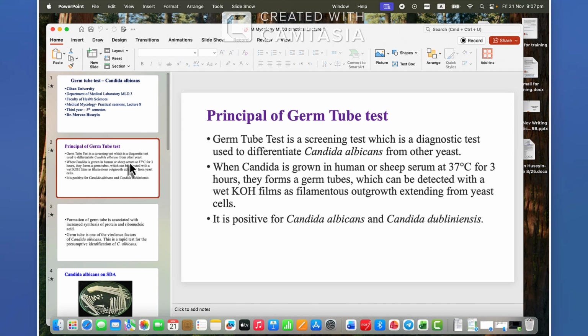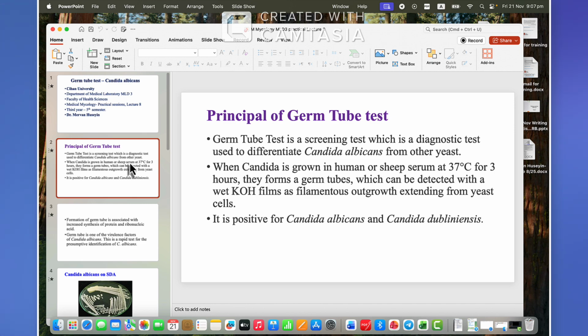But we did that. We recultured the Candida and inoculated the Candida in the serum, because it needs at least 1 to 2 hours. So we did that, and now it is in the incubator. This is the principle of the germ tube.